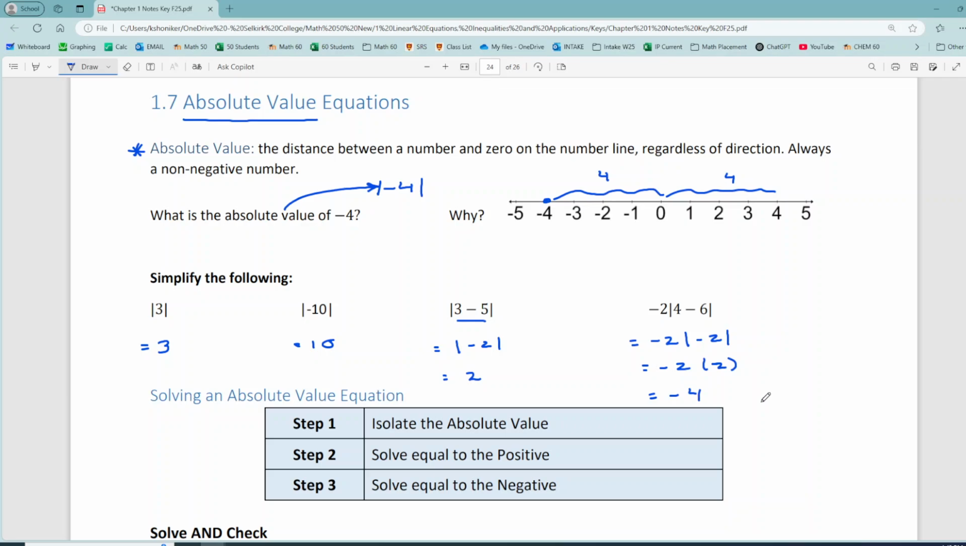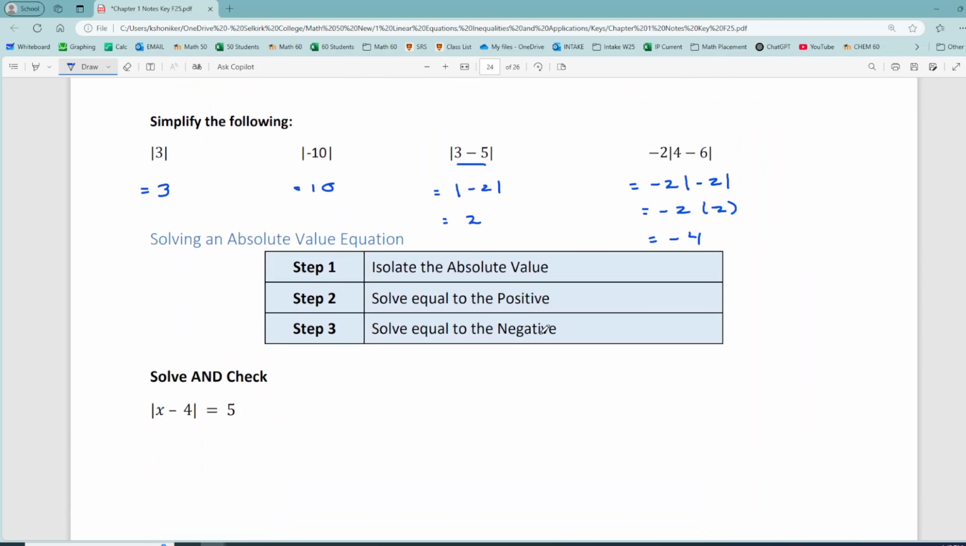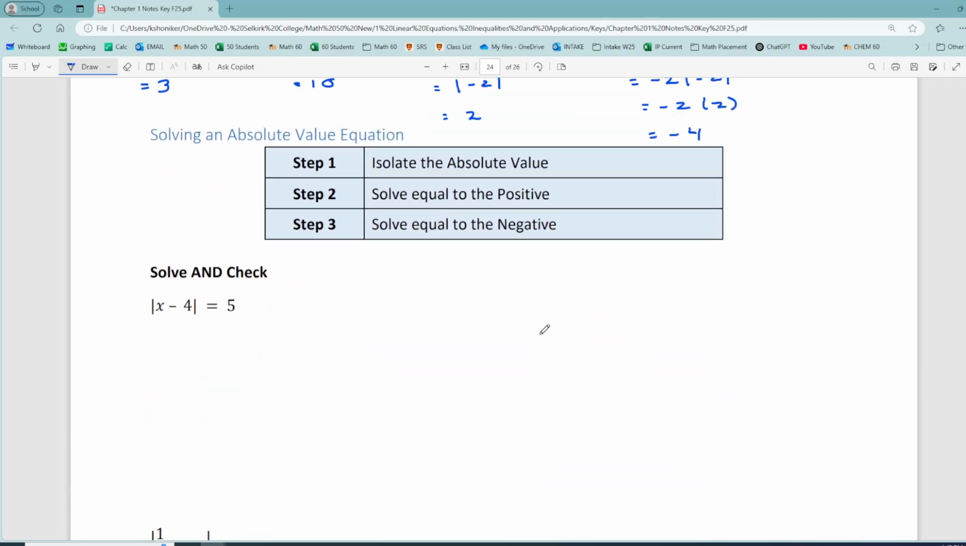Okay, so hopefully you have some sort of reminder or understanding of what an absolute value bracket is. And so now we're going to solve absolute value equations. There are 3 steps. Step number 1 is isolating the absolute value. Now we're going to start with questions where we can skip step number 1, but step number 1 is really important on the next page. We're going to move on to step number 2.